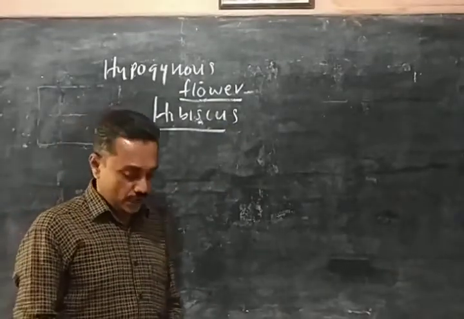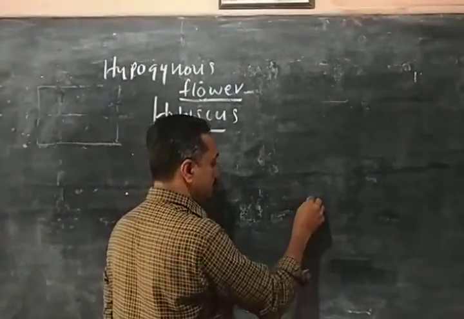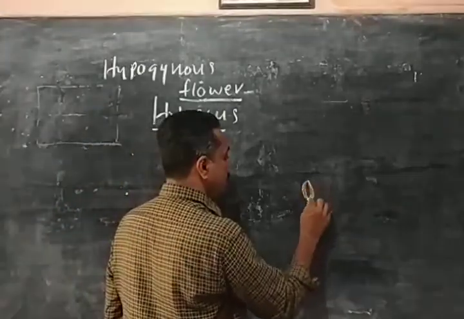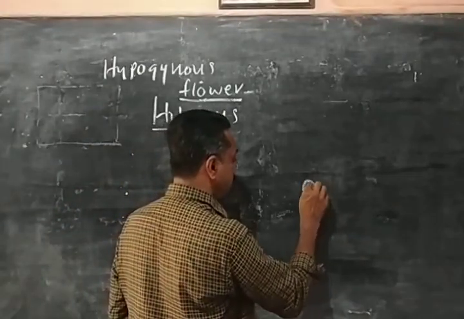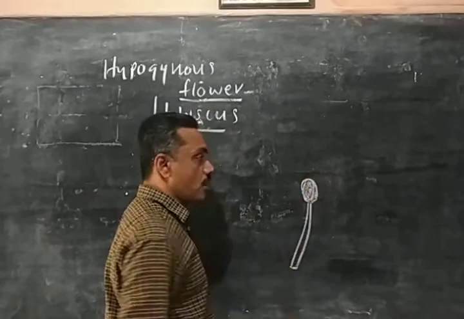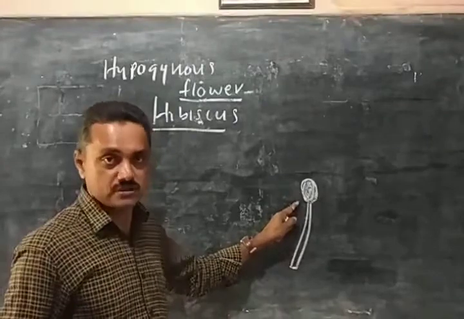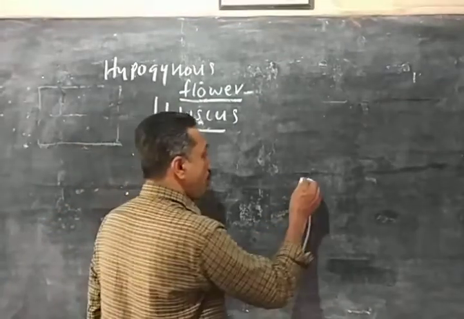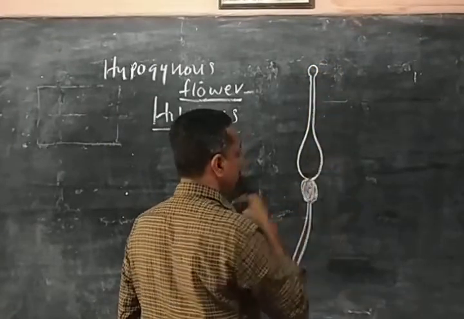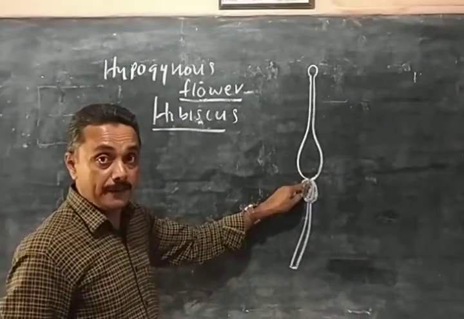See, I will draw the diagram. You can copy the diagram from the textbook. See, this is the pedicel. The tip of the pedicel is enlarged into a structure called thalamus or receptacle, as you know. And we have to represent four parts on the thalamus. See, this is the ovary, gynoecium. It occupies the highest position, the topmost position on the thalamus.